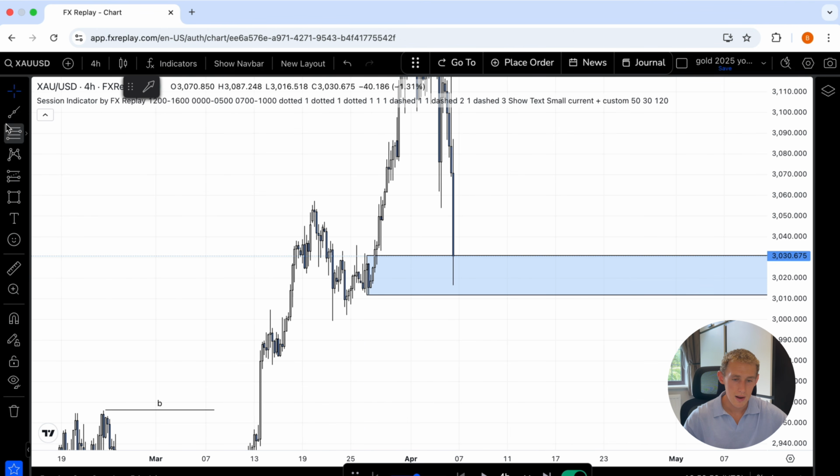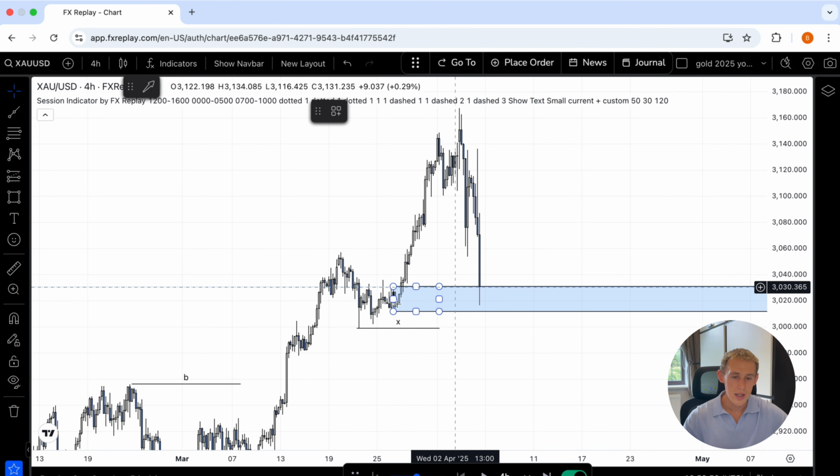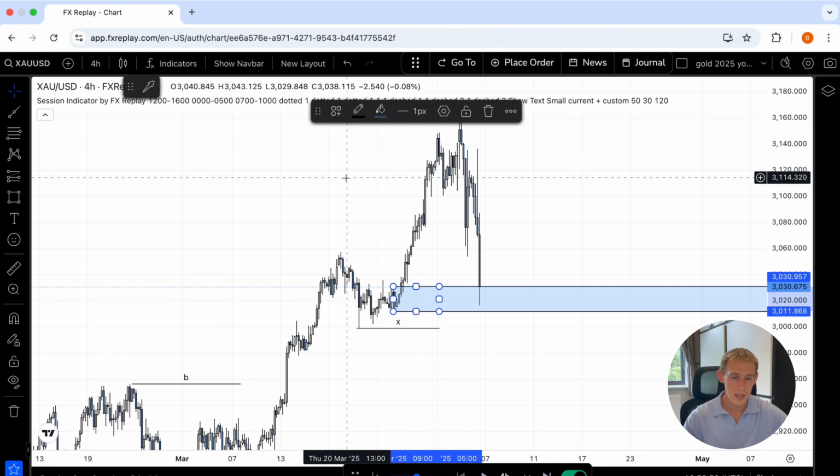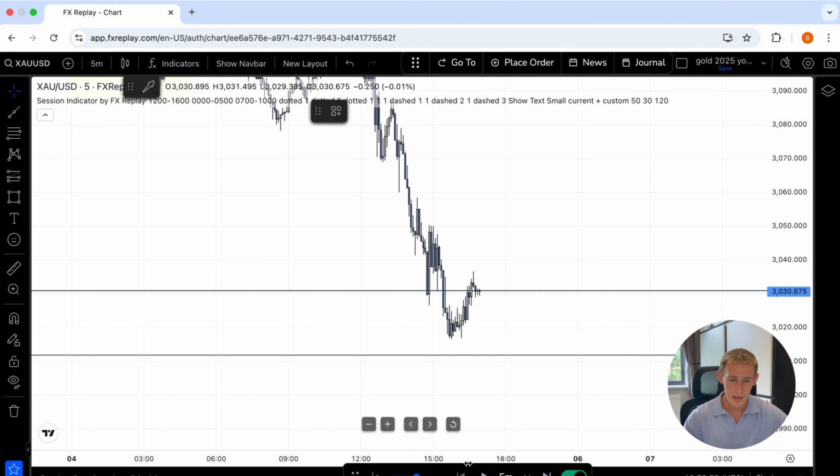actually, we have this area of demand. We also have this previous low. Either of these is a valid point of interest. If price can hold this demand, I would consider buying from it. So let's jump over to the M5 and let's see if this holds.